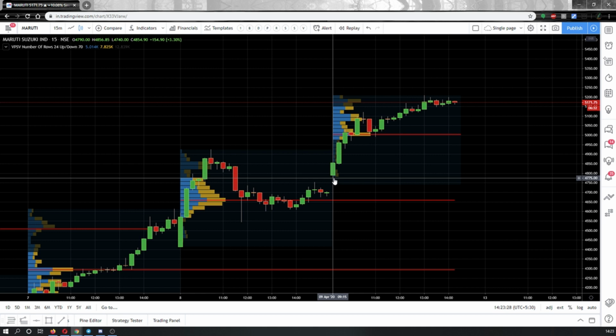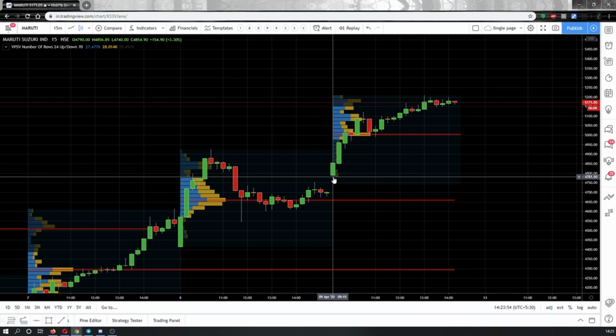Now remember, when I say rest of the day, I don't mean that at 10 o'clock, if you see that Maruti is moving up, you can anticipate that till 3:15 in the afternoon it will keep moving up. No, I'm talking about making an entry at the right time, not being greedy, and booking your profits at the right time.